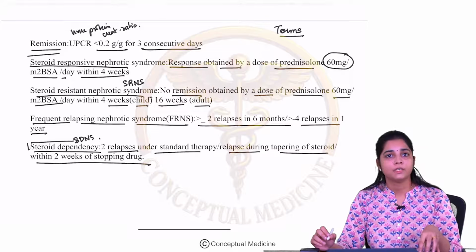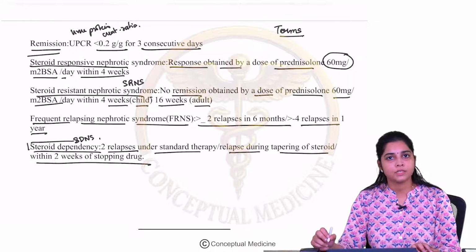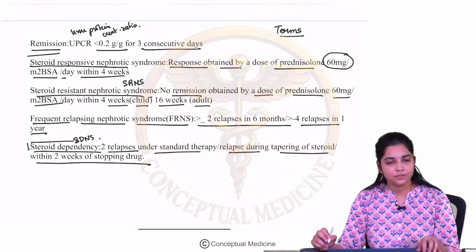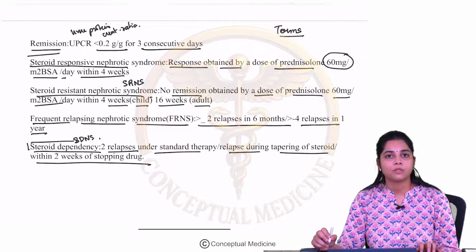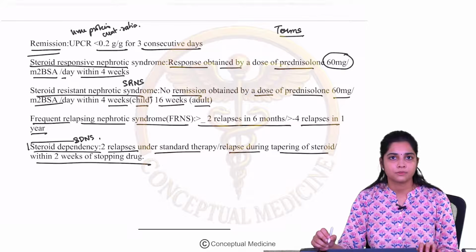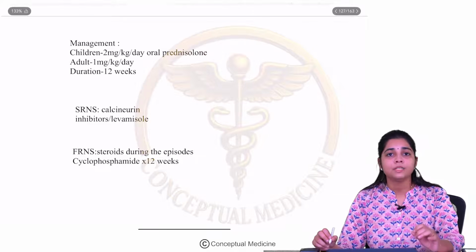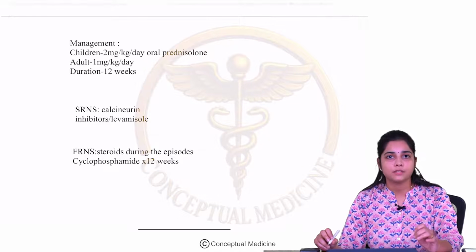Okay. So I hope we are clear with the terms. We have understood what is remission, what is steroid response, what is steroid resistant, what is frequent relapse, and what is steroid dependent nephrotic syndrome. Now let us move on to the management of minimal change disease.